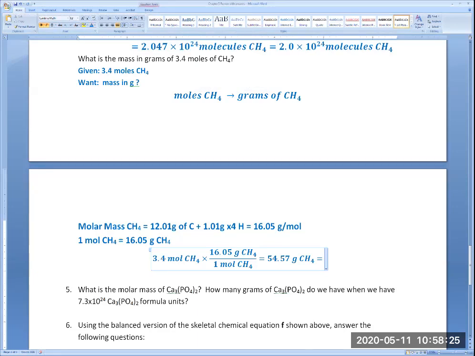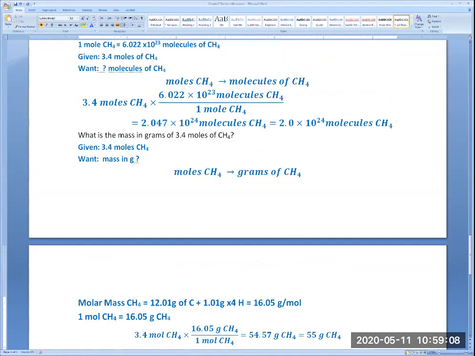Again, the 1 mole here is exact. The molar mass has 4 sig figs here, and the given amount of 3.4 moles has 2. So we need to keep 2 sig figs. So we keep the 5, the 4. What comes after the 4 is a 5, so you need to round up. So your 4 will become a 5. Then there was the dot, so you drop everything after that, and then it's grams of CH4. So that calculates the grams of CH4.